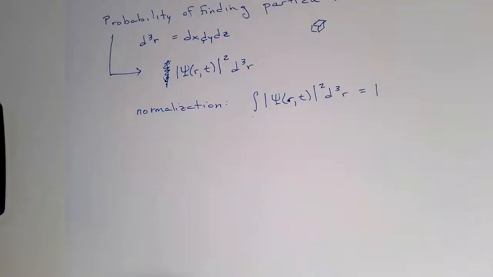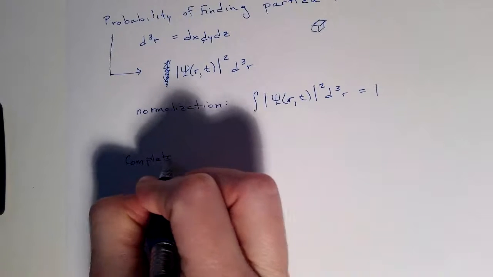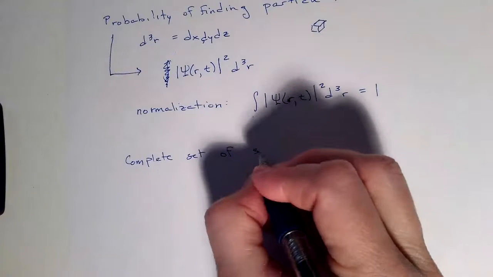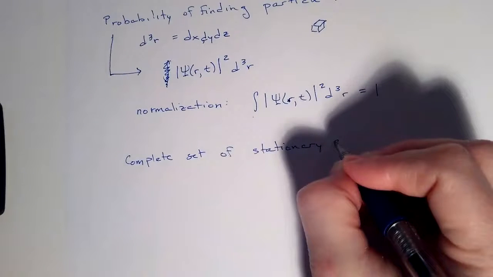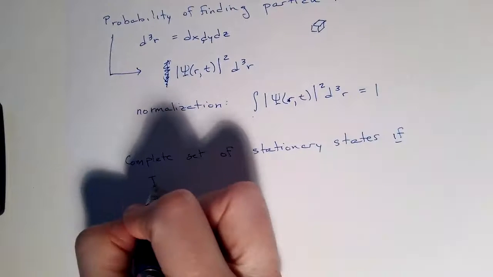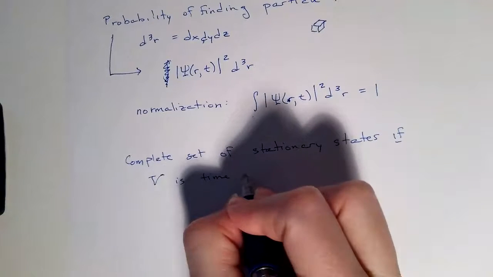So in 3 dimensions, we can also come up with a complete set of stationary states. Again, that would be if our potential is time independent.